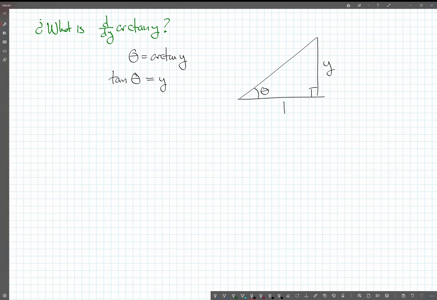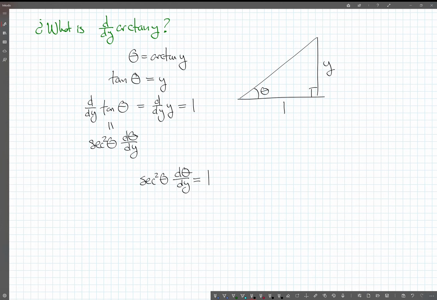Again, we differentiate with respect to y. And on the right-hand side, we get 1. On the left-hand side, we use the chain rule. So we obtain secant squared theta times d theta dy is 1. In other words, d theta dy is cosine squared theta. We replace theta by arctangent y, and we get the answer. The derivative of arctangent y is cosine squared theta, except again, we need to convert back into statements about y.